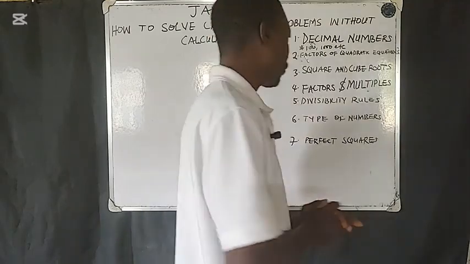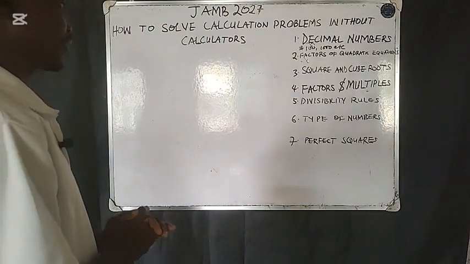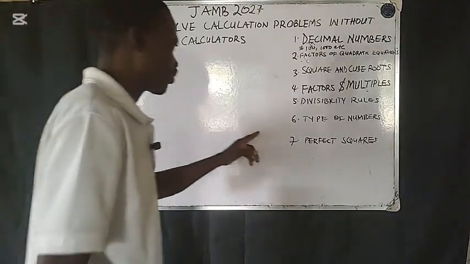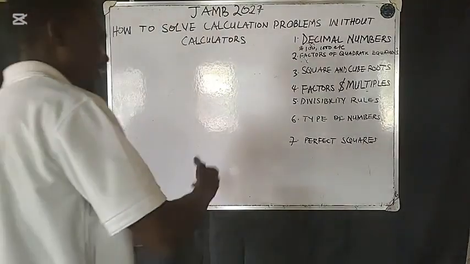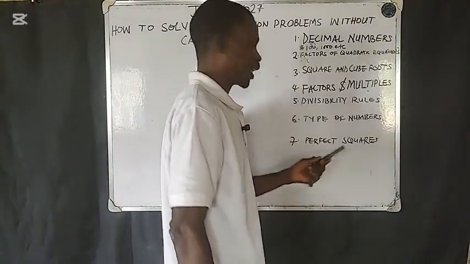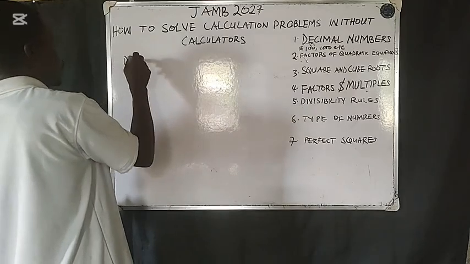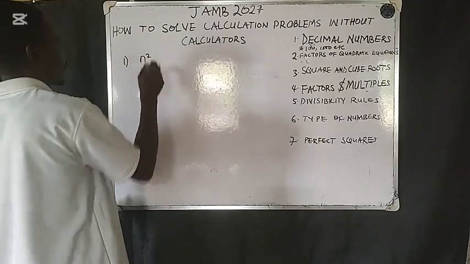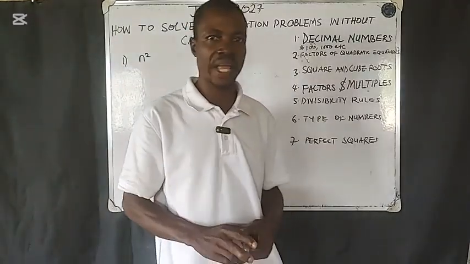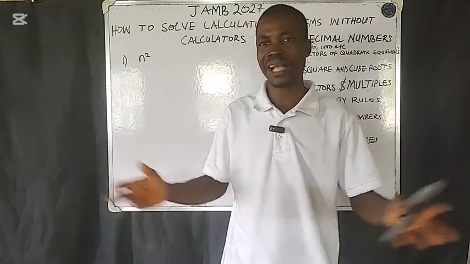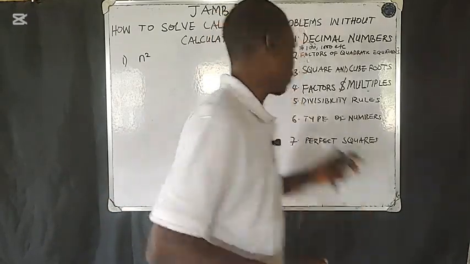So, we are starting from the last to the first. We are turning it upside down. We are beginning from the last one to the first one. So, perfect squares are numbers. And what are those numbers? Any number that can be written in this form is a perfect square. Any number that can be written in the form of n squared or s squared or y squared. If you can square a number, any number written in this form is a perfect square.